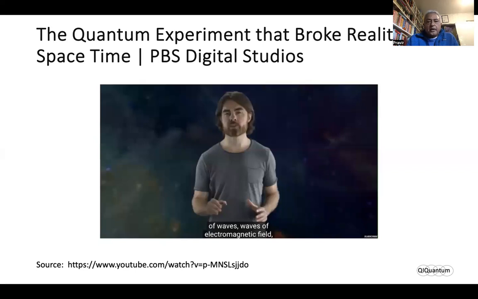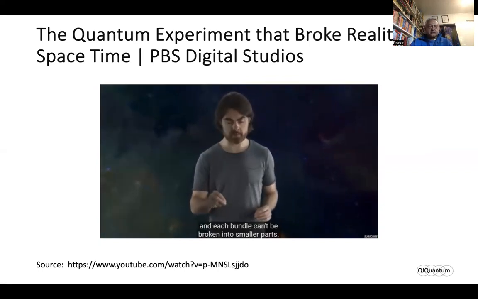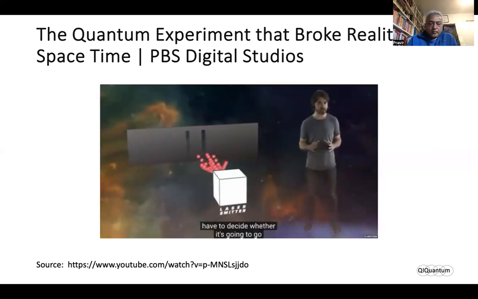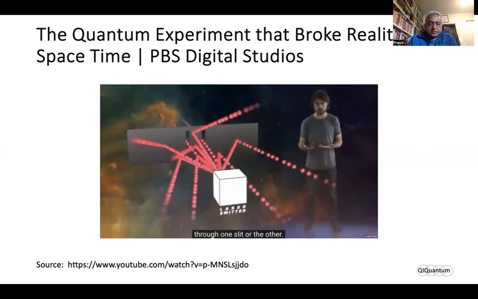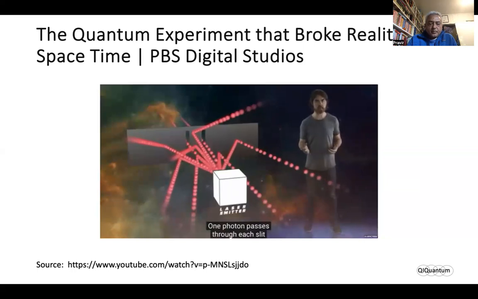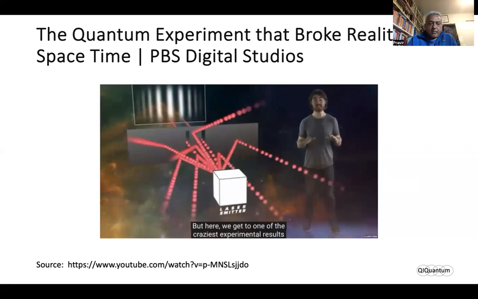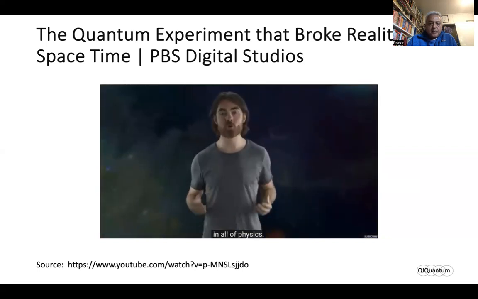The key point about this experiment is that even when we send individual photons one at a time through the double slit, it still counterintuitively results in an interference pattern. And each bundle can't be broken into smaller parts. That means that each photon should have to decide whether it's going to go through one slit or the other. It can't split in half and then recombine on the other side. That shouldn't be a problem, as long as you have at least two photons. One photon passes through each slit, and then the two photons interact with each other on the other side and produce our interference pattern. But here, we get to one of the craziest experimental results in all of physics.